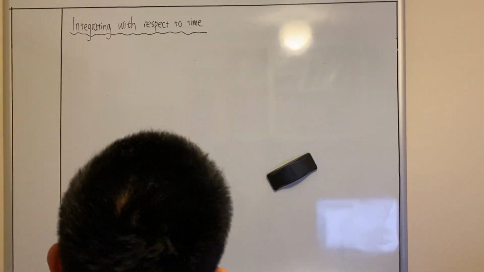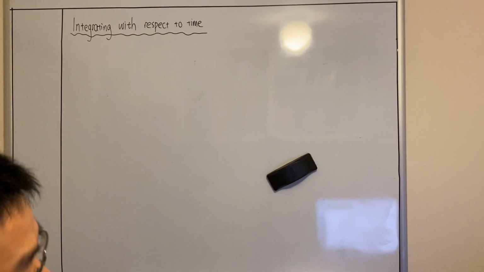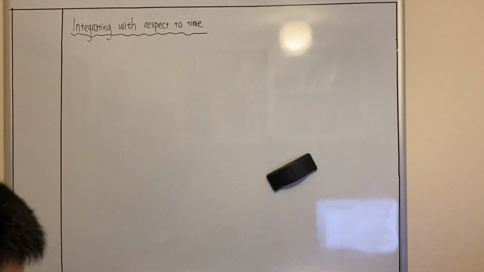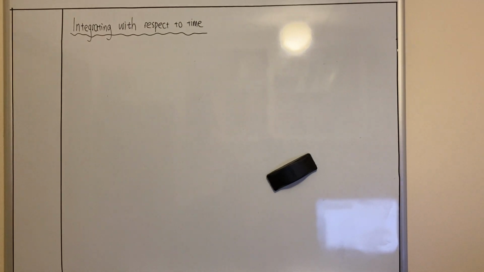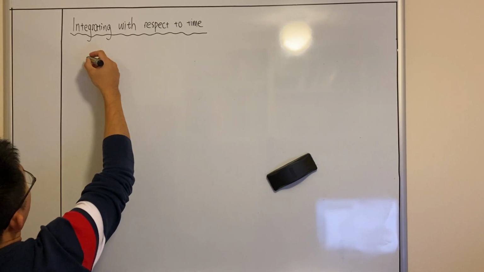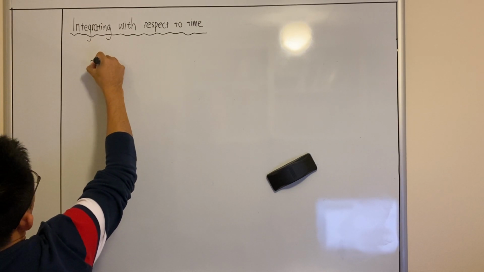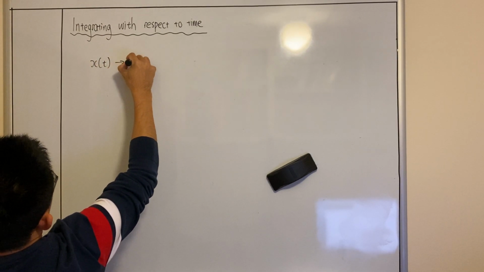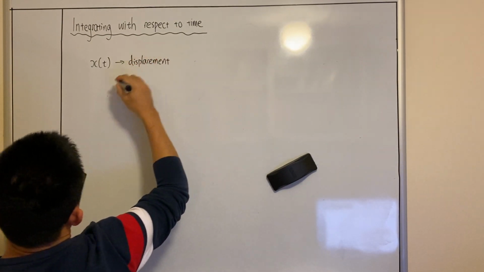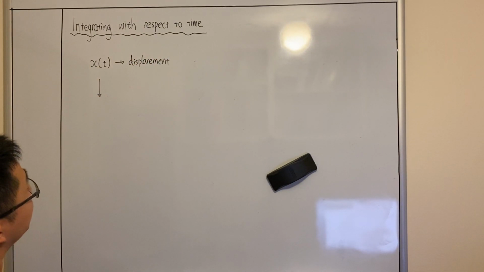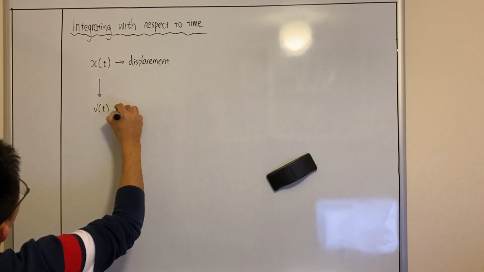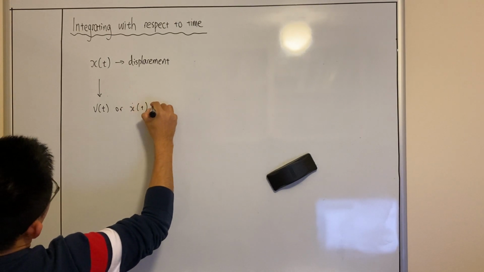Okay, all right. So today's lesson we're talking about integrating with respect to time. It's in the motion topic. From previous lessons, you already know that if we have a displacement function in terms of time, x(t), and if we differentiate, then we're going to get a velocity function in terms of time, v(t), or x dot t.